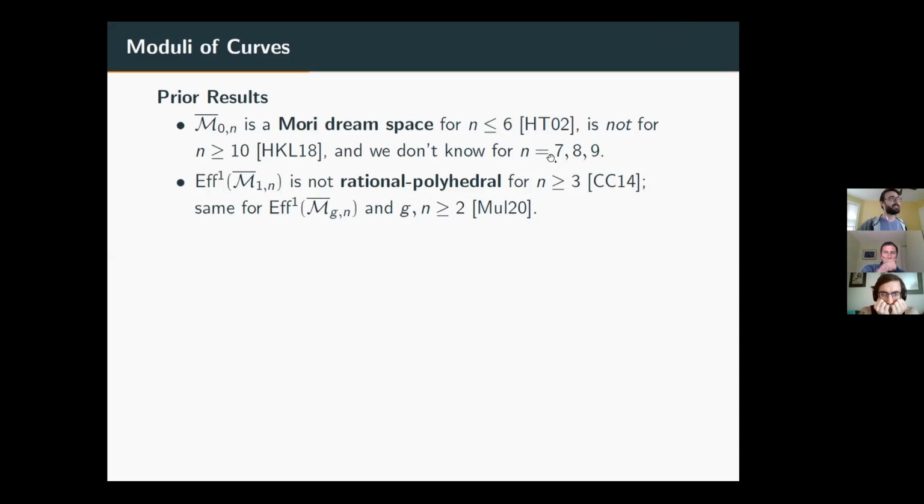Oh, and I'm not clicking right, there we go. Some other things we know. The hyperelliptic loci of various flavors are extremal in their cones. The fact that I'm leaving out a bunch of hyperelliptic loci doesn't mean they aren't extremal, it means we don't know if they're extremal or not.